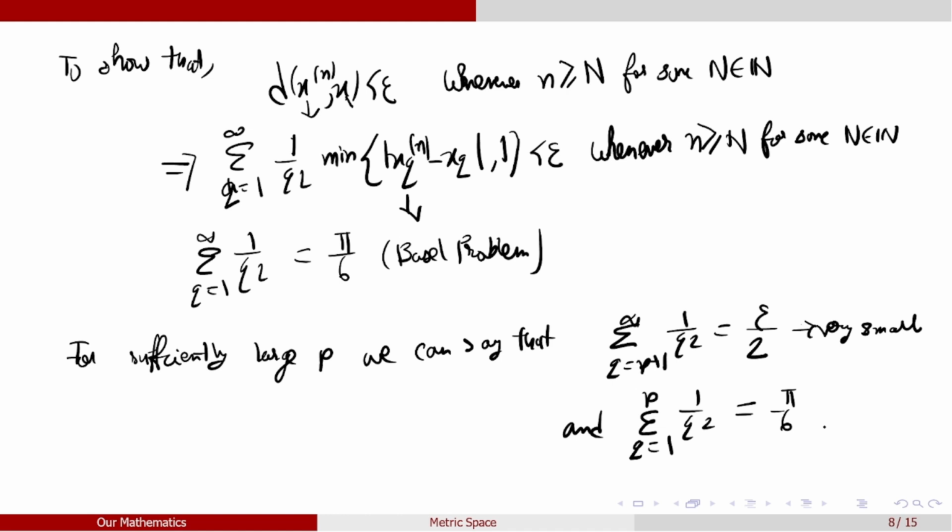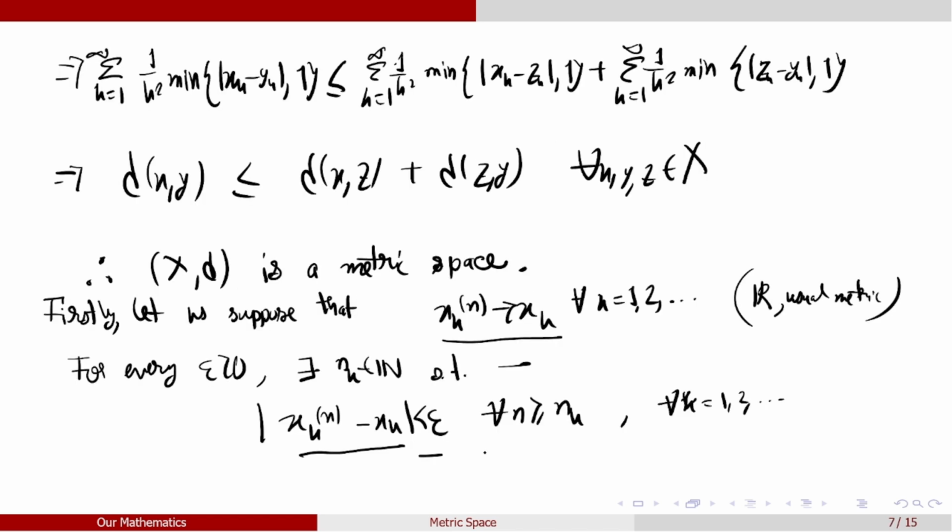So we can write that for sufficiently large p. I hope this is clear. For sufficiently large p the sum beyond that becomes very small, and before that it is approximately equal to pi square by 6. Now let's move to the next part. So these p's are finite, so we can take the maximum of these n p's.